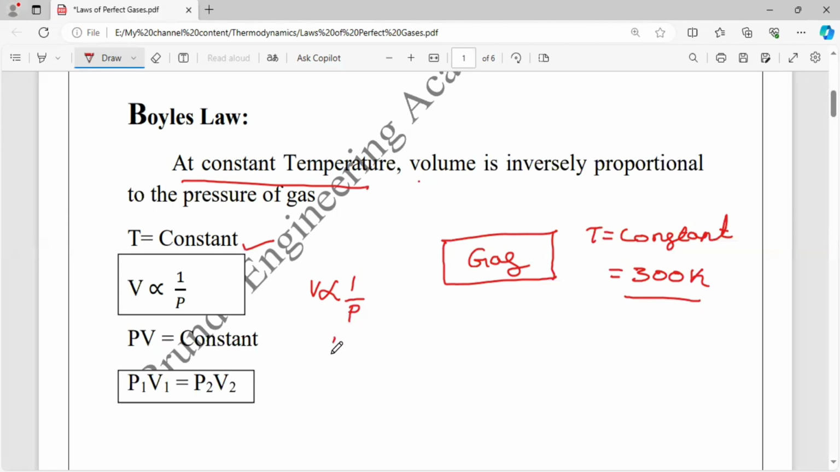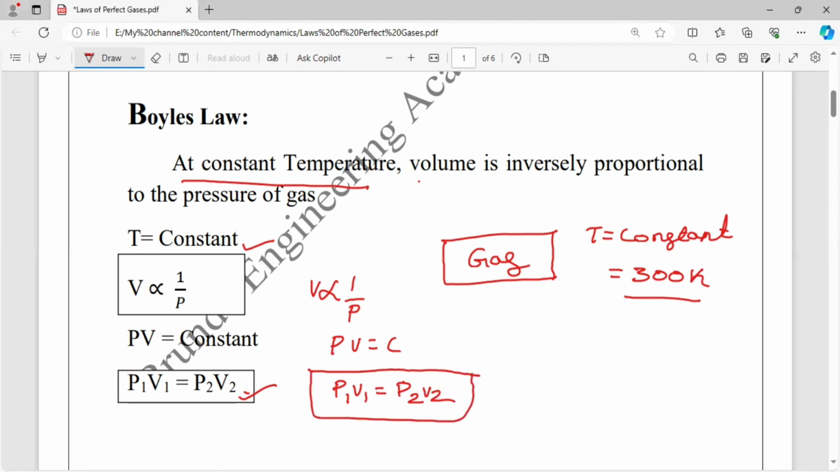To eliminate the proportionality, we can write PV equal to constant. Then it can be written as P1 V1 equal to P2 V2. The statement of Boyle's law is: at constant temperature, volume is inversely proportional to the pressure of the gas. Then PV equal to constant, and P1 V1 equal to P2 V2 is an important relation to solve problems.